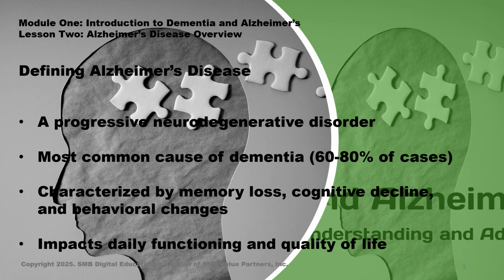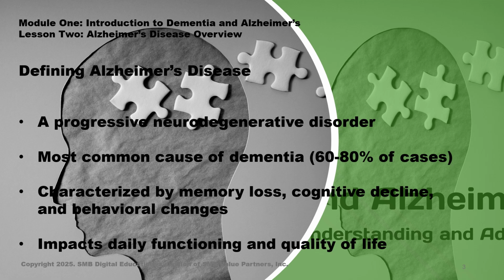Today, we'll dive into Alzheimer's disease, the most common form of dementia, exploring its definition, history, and key characteristics. This lesson will set the foundation for understanding Alzheimer's in the context of our broader course. So let's get started with a clear picture of what Alzheimer's disease is.